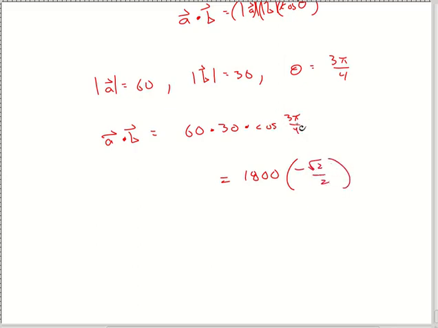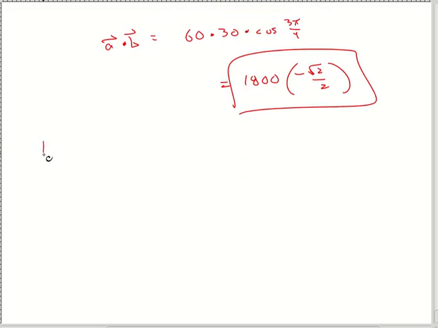If you do all the math, it's 1800 times negative square root 2 over 2, because that's in the second quadrant, so your x values are negative. Of course, you can simplify that to 900, I think, but it's not required in WebAssign.